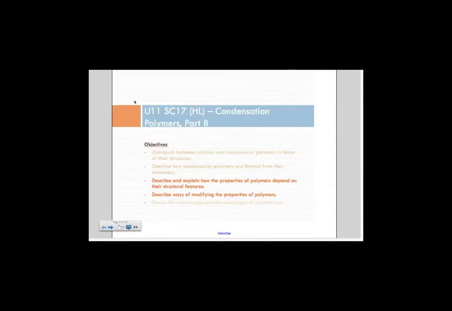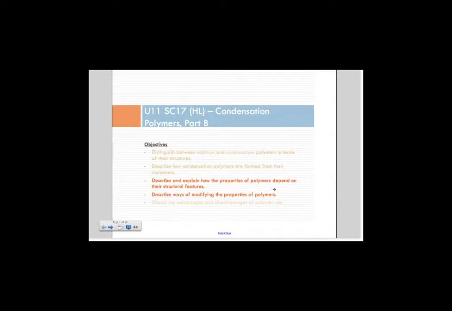Okay, welcome to our second screencast on condensation polymers. In this screencast, we're going to focus on these third and fourth bullets. Remember, these last three objectives here are really similar to those for addition polymers. We aren't really going to talk about advantages and disadvantages of polymer use because we've already hit that in the addition polymer section. So we're really just going to focus on these.